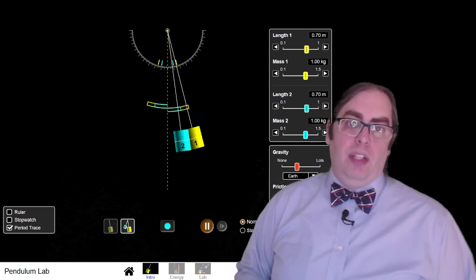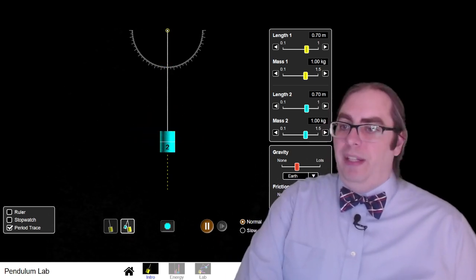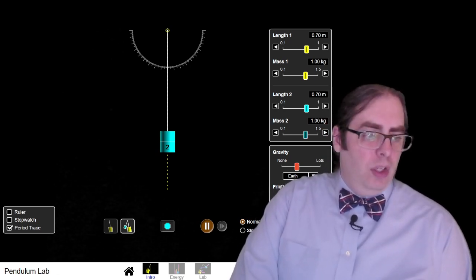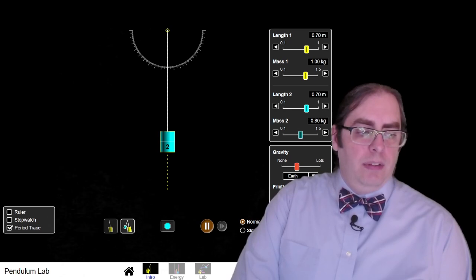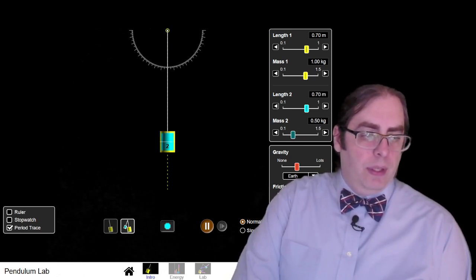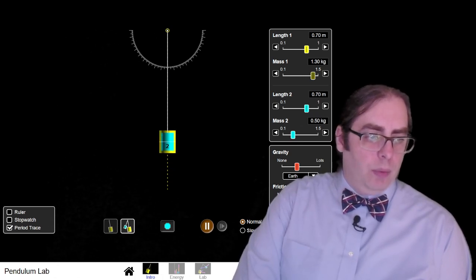That's a very interesting property of pendula. The period of the pendulum depends on the length of the string, and that's really it. So if I take one of these pendula and I shrink it down, oops, that's not the one I want to change, that's the one I want to change.